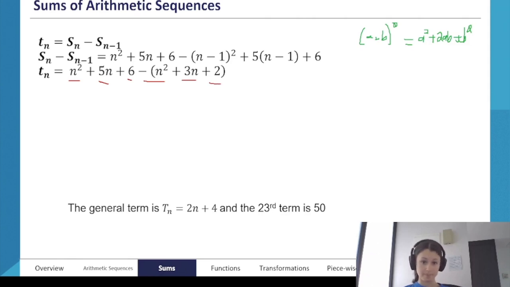So this leaves us with Tn equals 2n plus 4, which is our general form. Now we can use this information to find the 23rd term. We're going to sub in n equals 23, and this is going to give us that our 23rd term is 50.